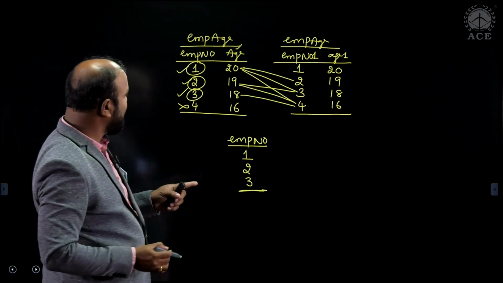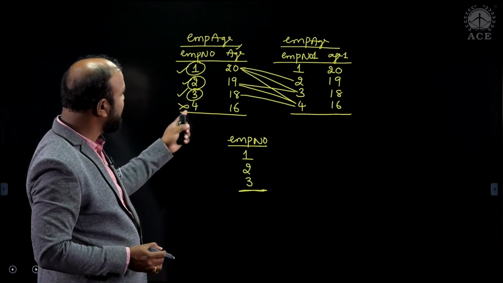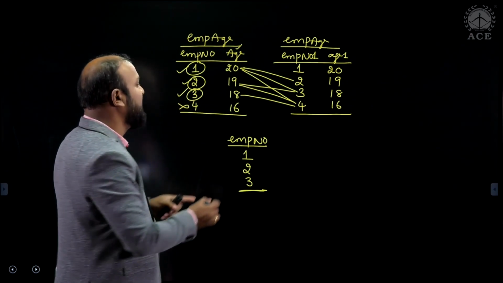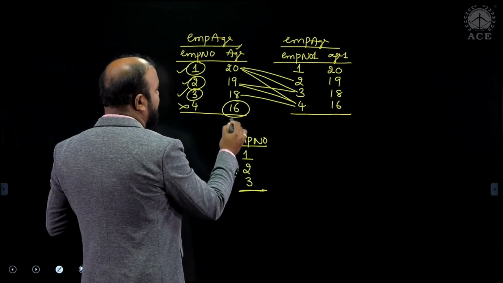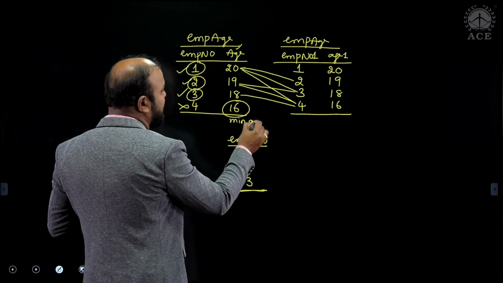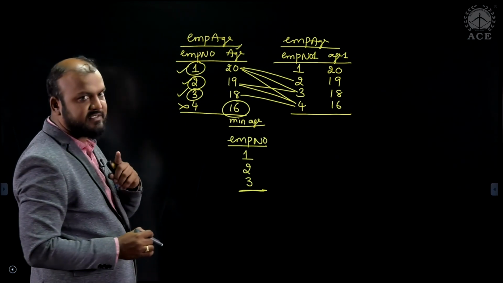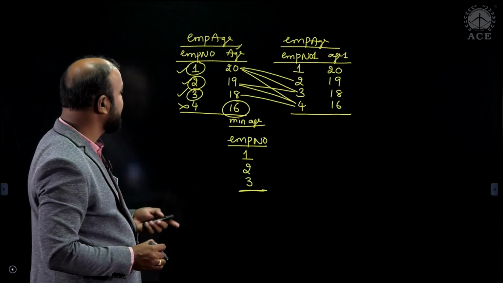Now, which are there in the output? 1, 2, 3 are there in the output except 4. Who is 4? 4 is the employee with minimum age. So, except the employee with minimum age, which will not be in the output, all the rest are in the output.